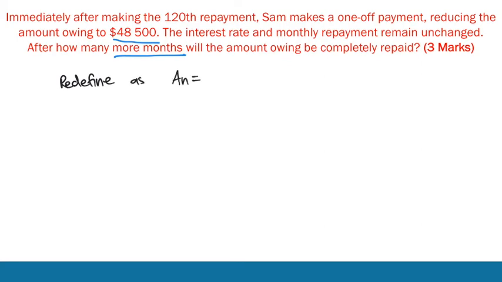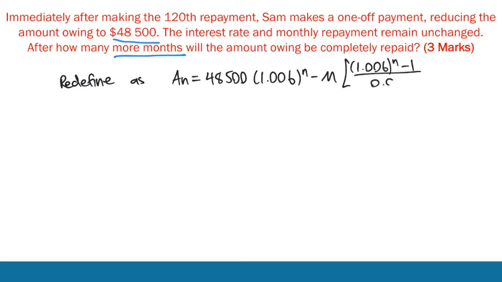So now we redefine AN as this new formula, and it's exactly the same, except the starting amount isn't 100,000. It's now 48,500. Besides that, the expression is identical. And again, this is because we've reset the counter essentially. We've said, okay, after these 120 repayments, we want how many more months, and this is now how much I have to pay. So we've restarted the clock. You'll get a mark just for being able to redefine the series in that way. From here, we want to know how many more months until the amount owing is completely repaid. That is, we want AN to be equal to 0.